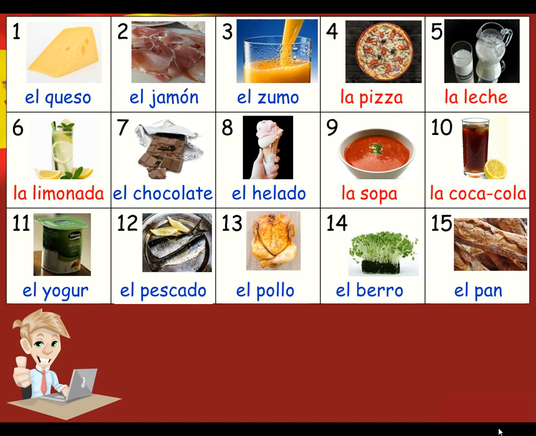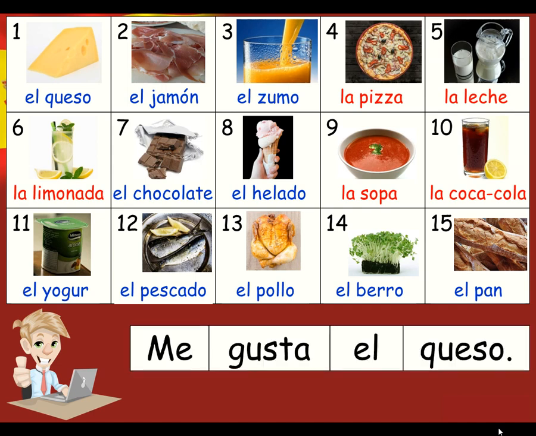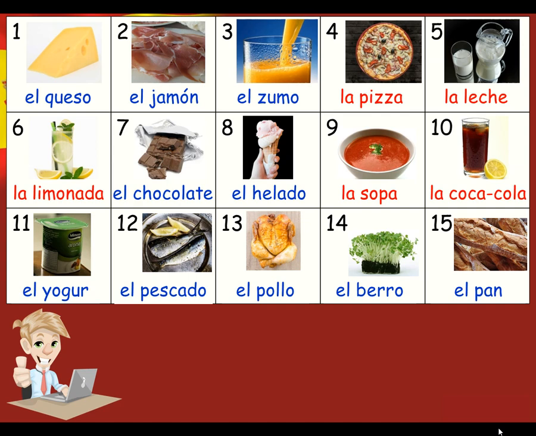Now, the next one. How will we say I like cheese? Can you work out that sentence? I like cheese. These four words. What will those four words be? Can you call it out? So I like cheese. Me gusta el queso. Did you get that one right? Me gusta el queso.